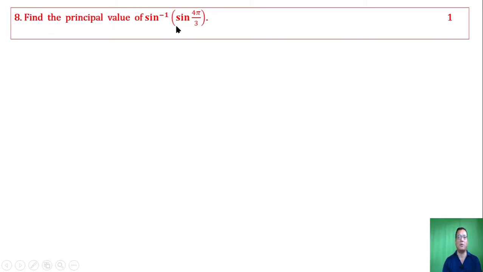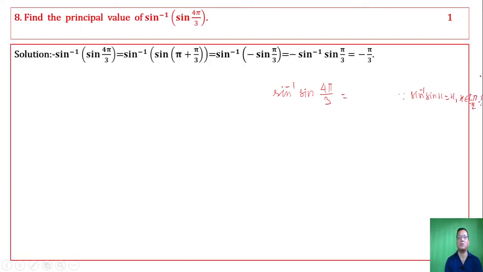Find the principal value of sine inverse of sine of this. We have to remember this formula: sine inverse of sine of x is x. In this case, x should be lying between minus pi by 2 and pi by 2. Then this can be written as minus pi by 3.